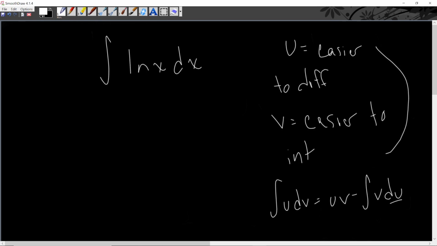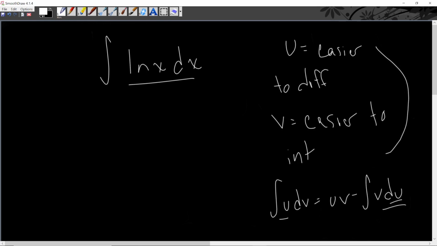But for that, there might be some other formulas that we can use to make it a little bit easier to look at. But I think it makes some good sense to have u be easy to differentiate, right? Because if u is easy to differentiate, then our du will be nice and simple. Like imagine if we had, well, let's look at this problem right now. What is ln x dx? It looks like it's just one function.